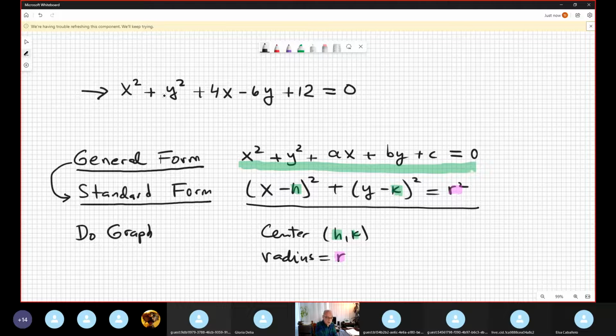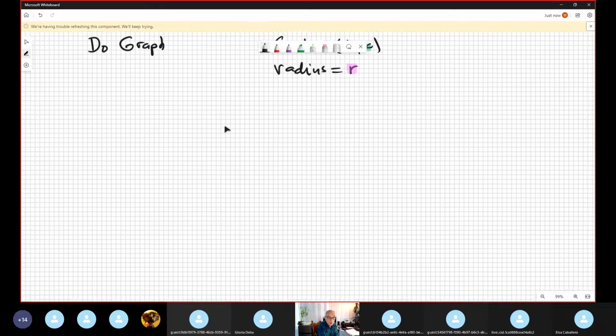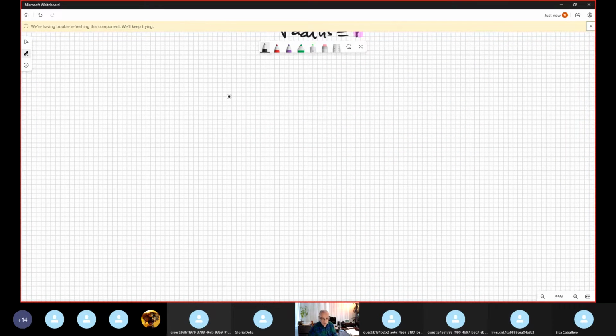Okay, so now I'm moving. Now the solution. I want to copy again: x squared plus y squared plus 4x minus 6y plus 12 equal to 0.